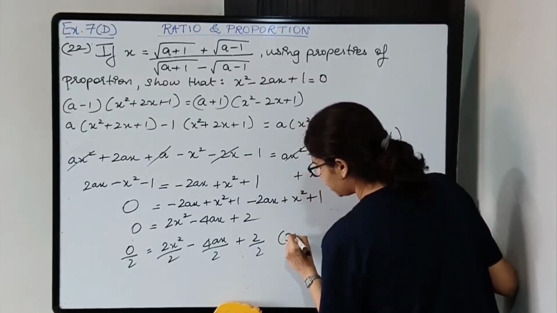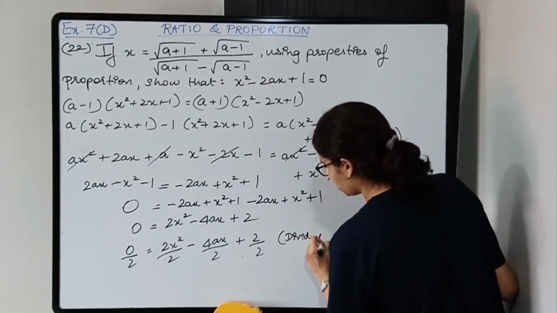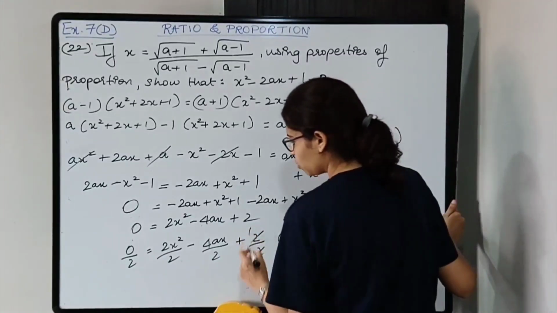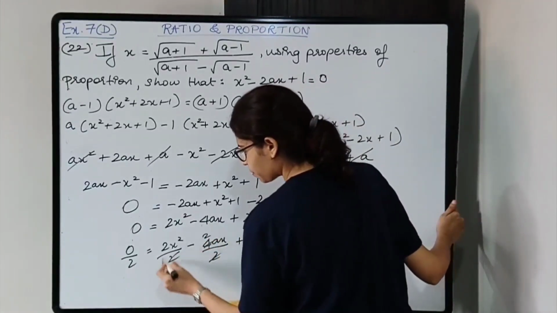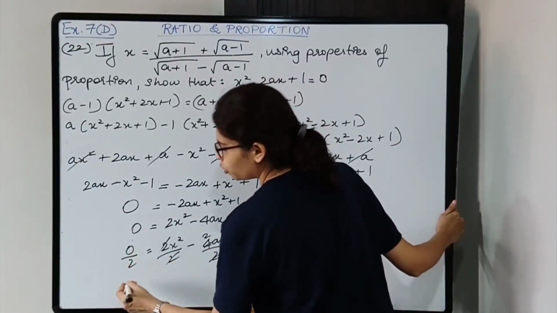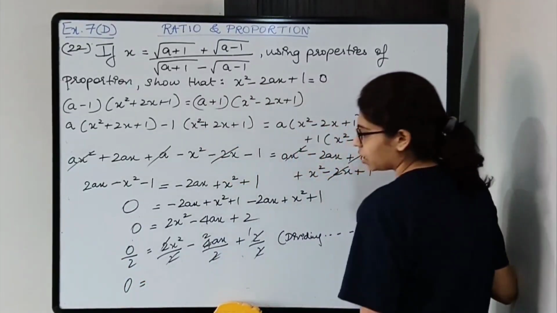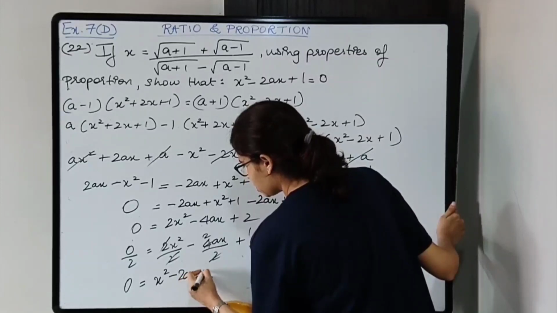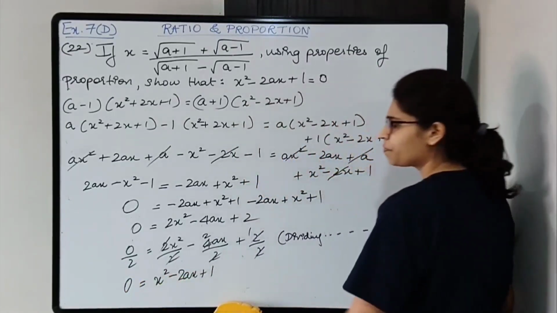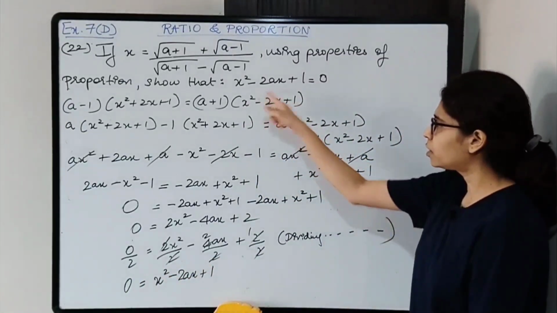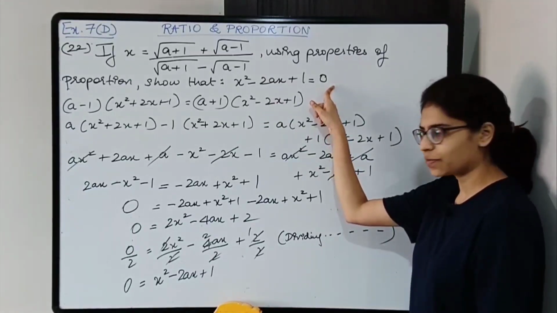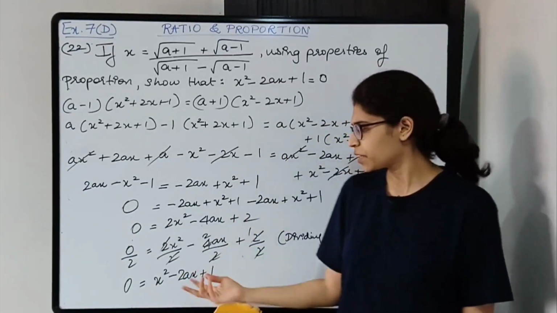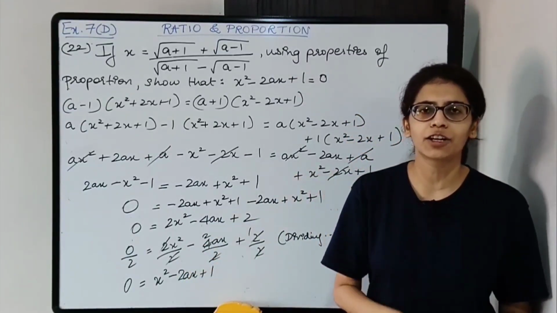Give reason, dividing by 2 throughout. So dividing by 2 throughout, 2 cancelled, here 2 cancelled, 0 upon 2 is 0. So x square minus 2ax plus 1 is equal to 0. Just switch the sides, you got the to prove part. Got it. x square minus 2ax plus 1 is equal to 0. So just switch it once and after that write down hence proved.